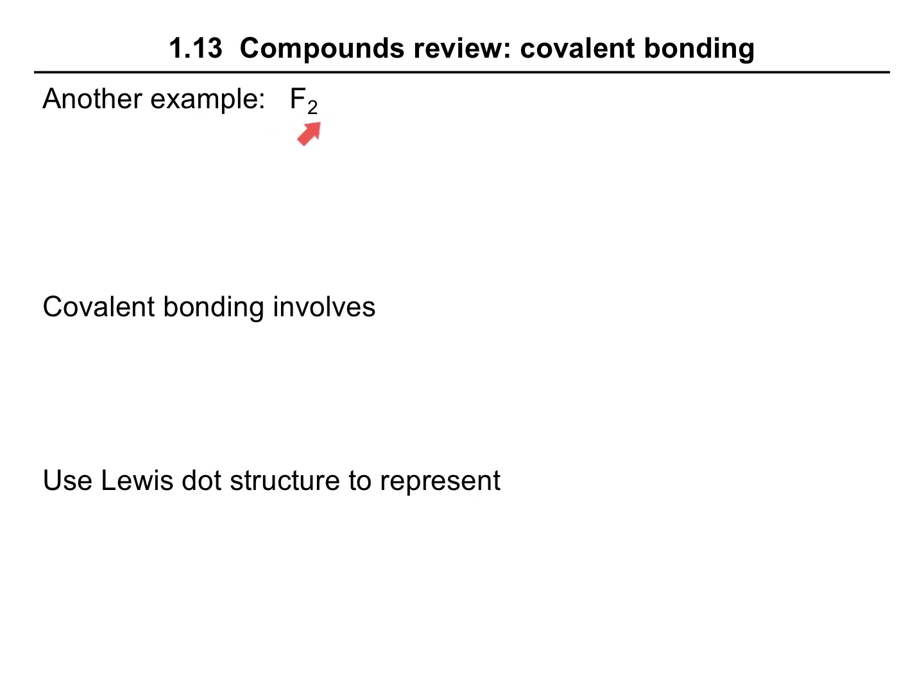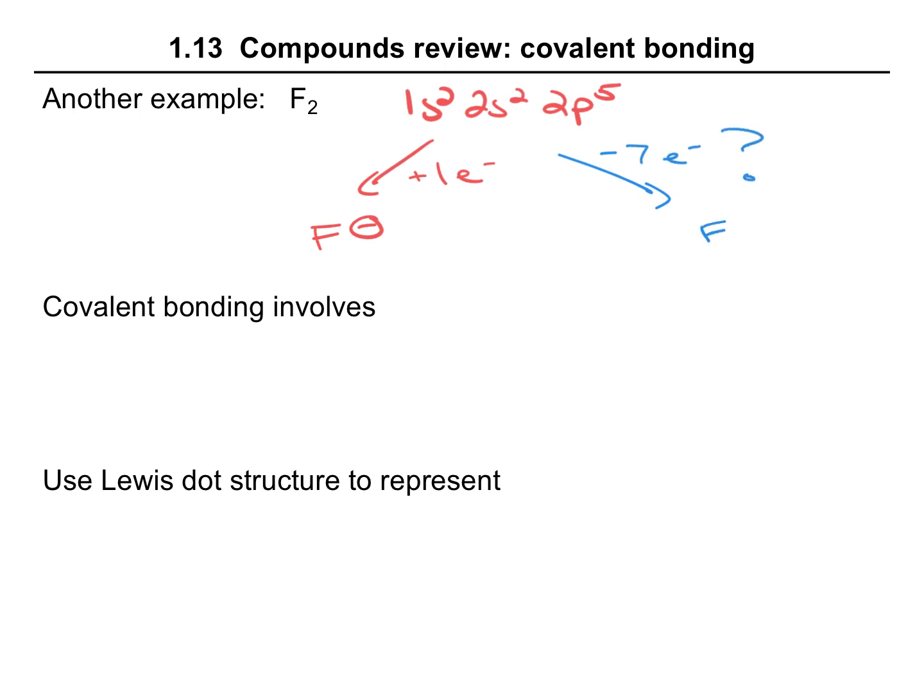Here is another example, F2. The electron configuration of fluorine is 1s2, 2s2, 2p5. So we know that fluorine can gain one electron to form F minus, and in that way it becomes like a noble gas. But if we were to have an ionic bond, we would also need to have a cation, but that would mean that fluorine would have to lose 7 electrons to become fluorine plus 7. That is not going to happen.